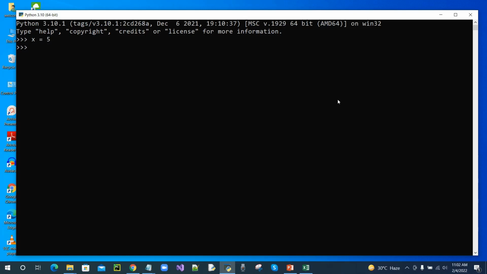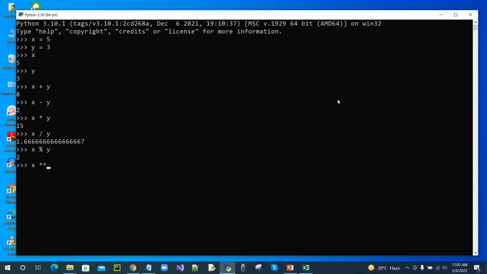Let's create variables x is equal to 5 and y is equal to 3. Now I am adding two numbers, 5 plus 3 is equal to 8. Now subtracting y from x, so 5 minus 3 is equal to 2. Multiplying x and y, so 5 into 3 is equal to 15. 5 divided by 3 is equal to 1.666. 5 modulus 3 is equal to 2, which is the remainder when 5 is divided by 3.